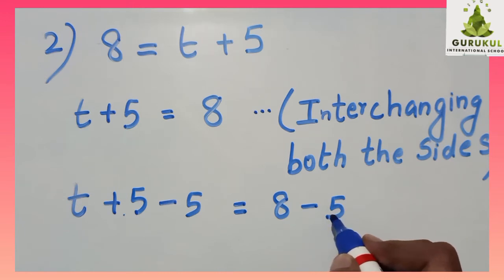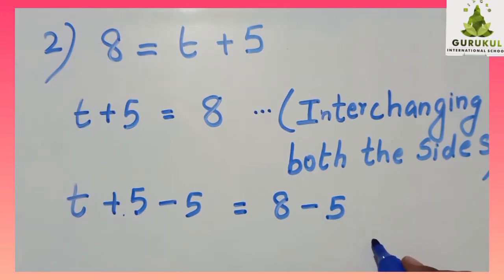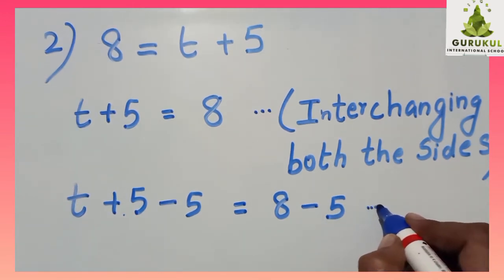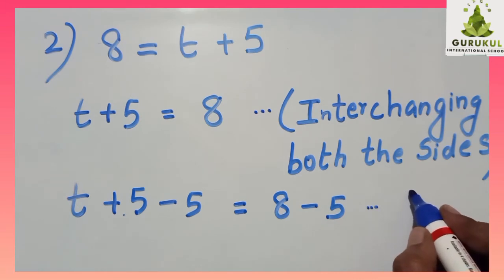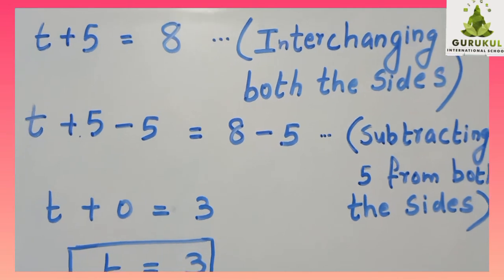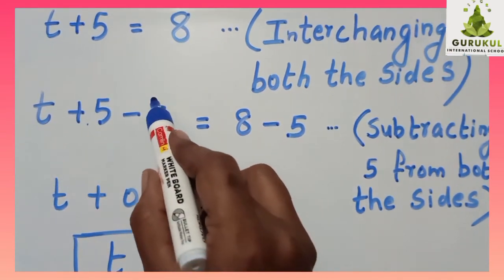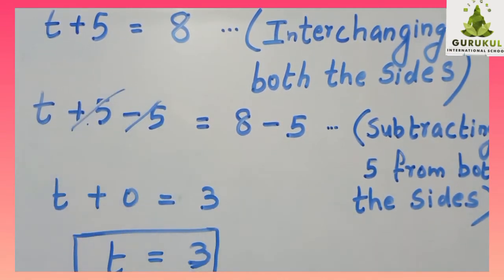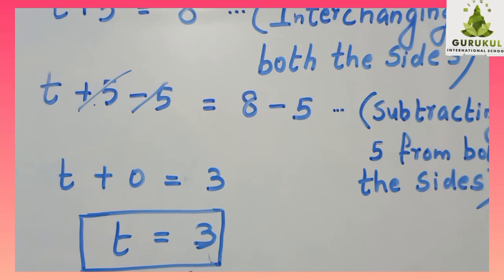Is that clear? That was the next rule which we have studied. So the next reason you have to give here: subtracting 5 from both the sides. Is that clear to you? So if I write this way, I get this cancelled. So plus 5 minus 5 get cancelled. I get t plus 0 is equals to 8 minus 5 is 3. So t equals 3 is the value of the variable. So you solve this equation.